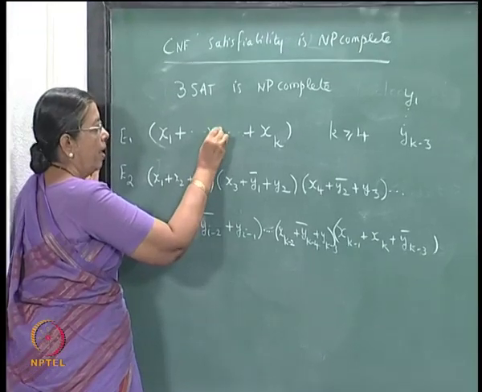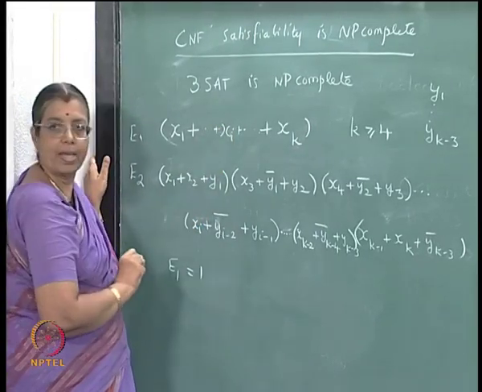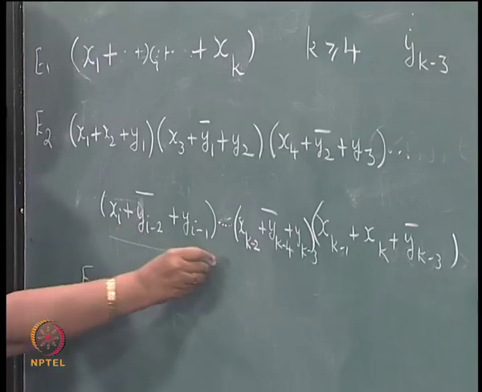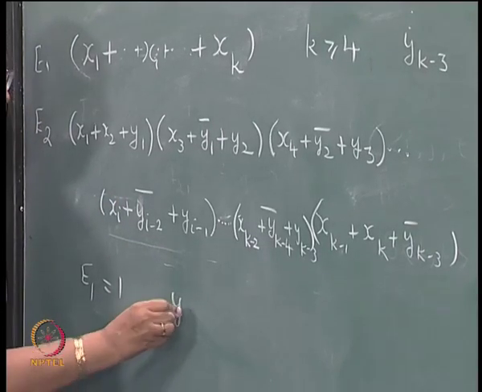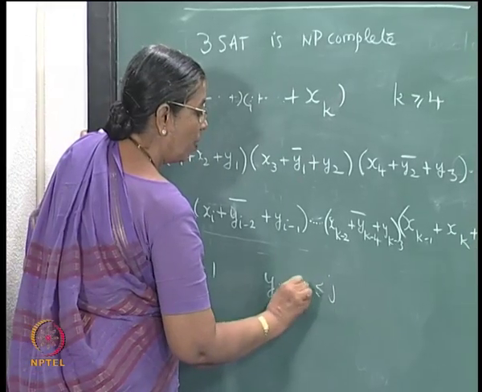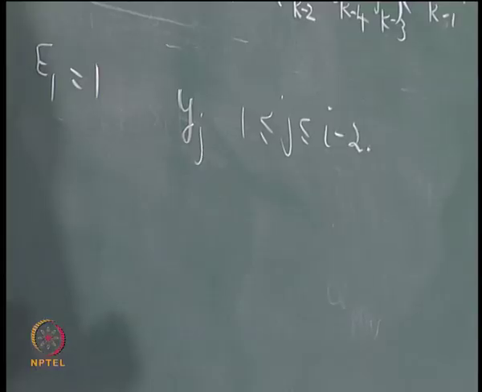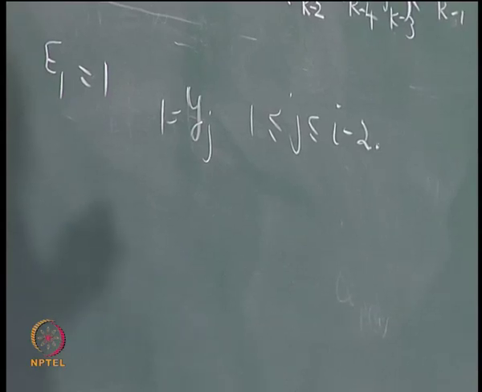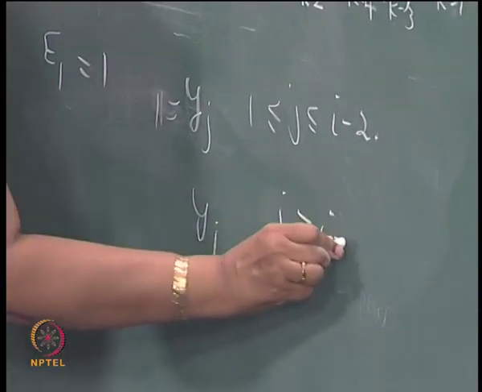Now suppose E1 is equal to 1, that is, E1 evaluates to 1. That is, there is some xi which is true. Some xi must be 1, only then will that expression evaluate to 1. And look at this factor, here it is 1. So all yj where j is between 1 and i minus 2, give them the value 1, and all yj such that j is greater than i minus 2, make them 0.